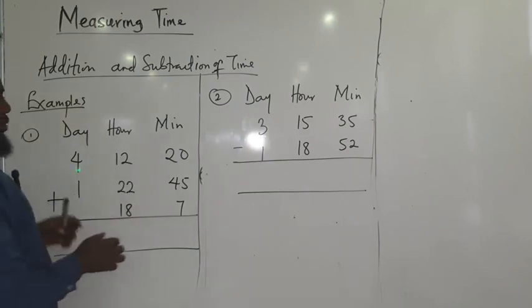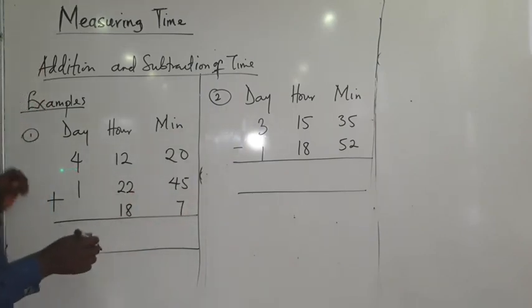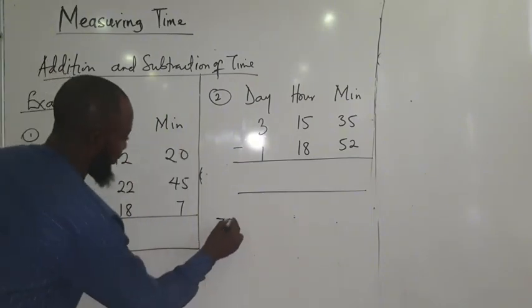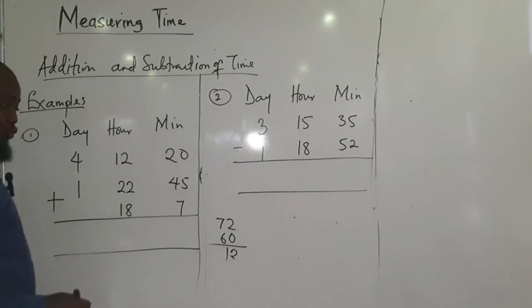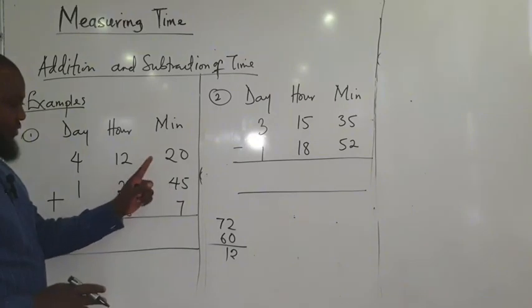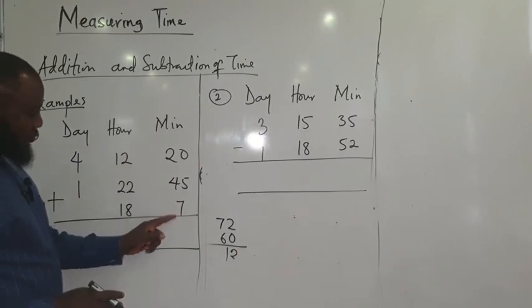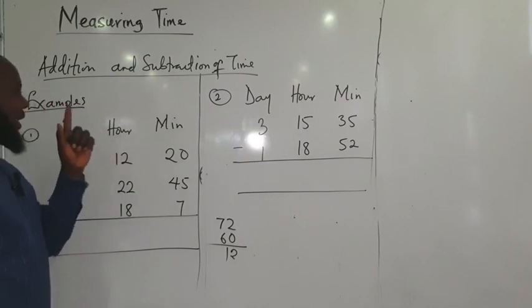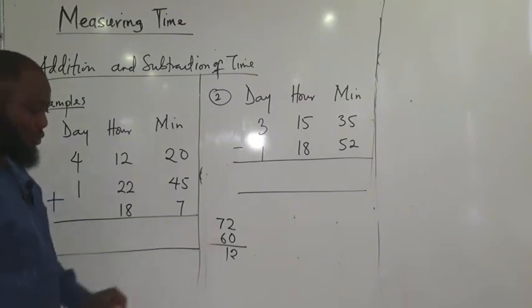Let's see. So 20 plus 45 gives us 65, plus 7 gives us what? 72. Now 72 is more than 60 minutes. So what we are going to do is 72 minus 60, and that gives us 12. I repeat: 20 plus 45 gives us 65. 65 plus 7 will give us 72. 72 is more than 60 minutes, which makes an hour. So in that case, just subtract 60 from 72, and you have 12.